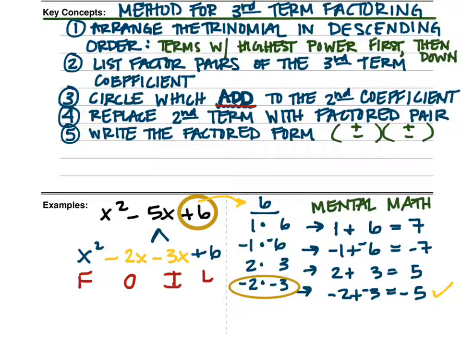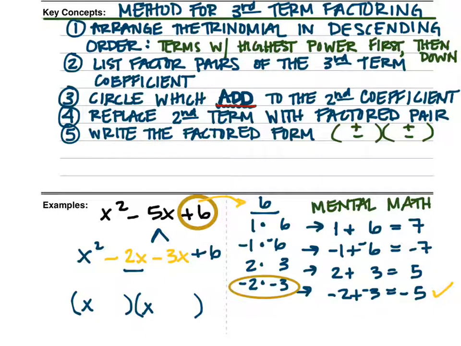So if I look at that, I'm going to make a binomial times another binomial. And let me back up here. I'm going to put x in both the first and the second position here. So this indicates the first terms multiplied. X times x is going to give me that x squared. So that's those front terms, or those first terms.